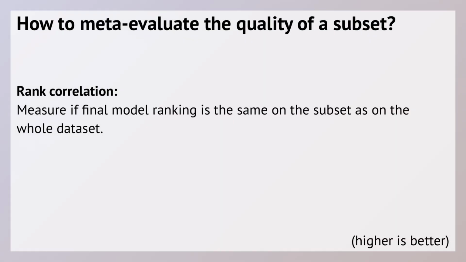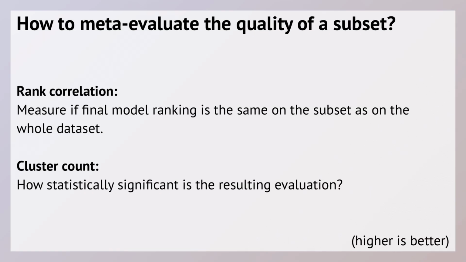Shortly, we'll try different utility functions, and we want to know how well they serve for selecting the best subset. Out of many options, we choose two ways for assessing the subset quality. The first is a simple correlation between the ranking of models on the whole evaluation set, that is if we had an infinite budget, and the model ranking on the subset. The second corresponds to statistical power of the evaluation on the subset. In both cases, higher is better.